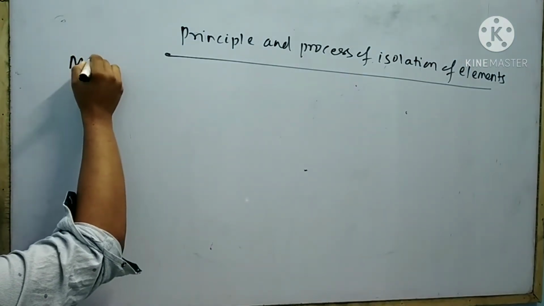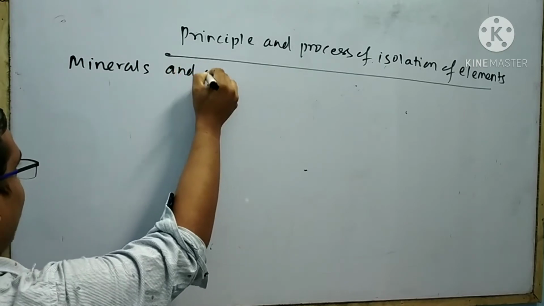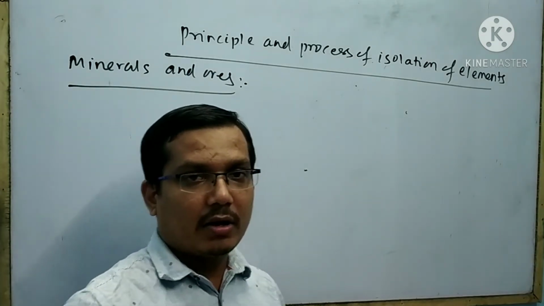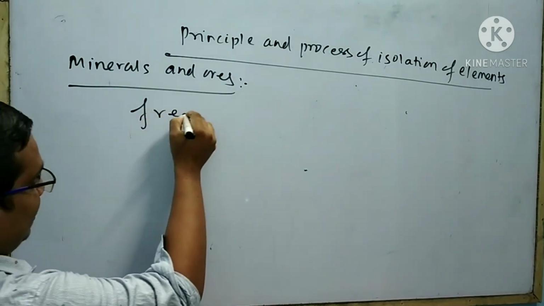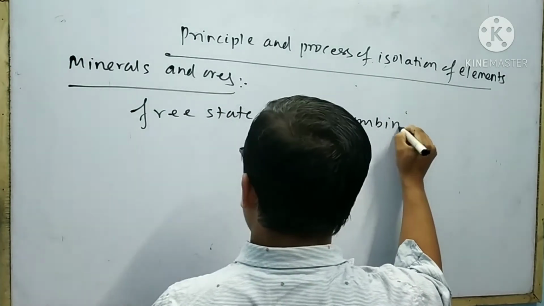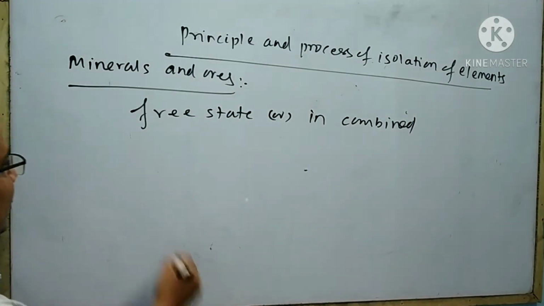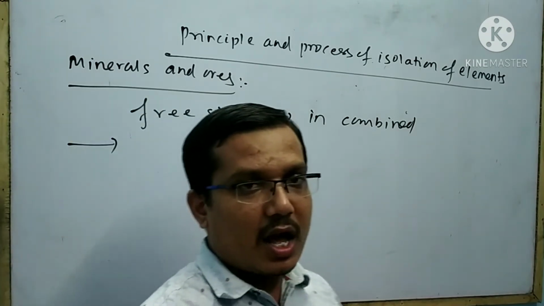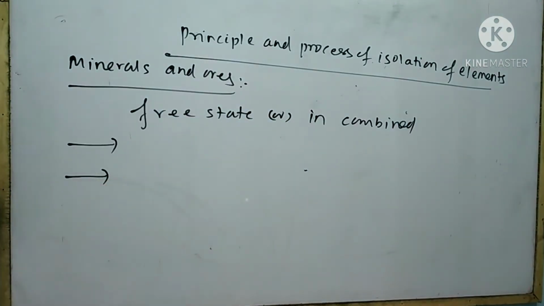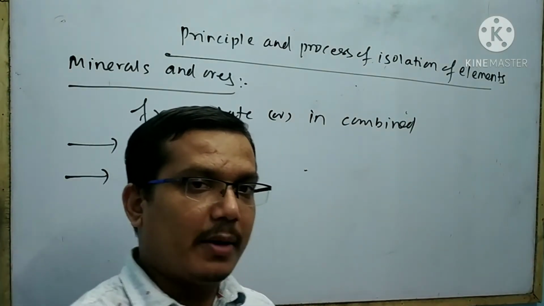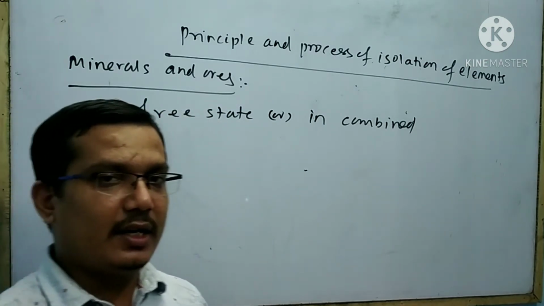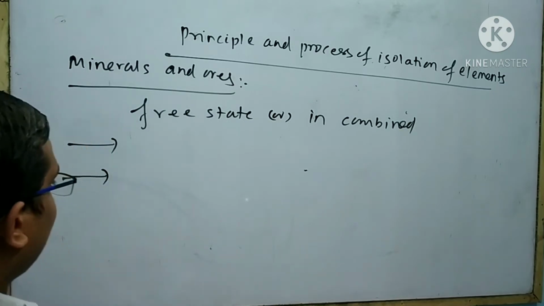Next I will explain about the minerals and ores. The natural substances in which the metal occurs either in free state or in combined state are called minerals. Remember, all the minerals are not used for the extraction of metal. Next point is, the mineral from which the metal can be economically and conveniently extracted is called ore. For example, bauxite.